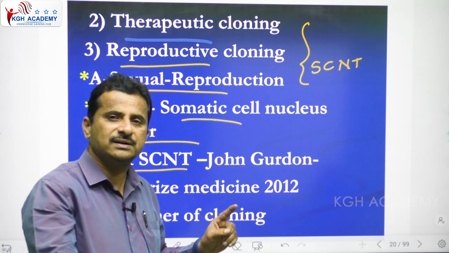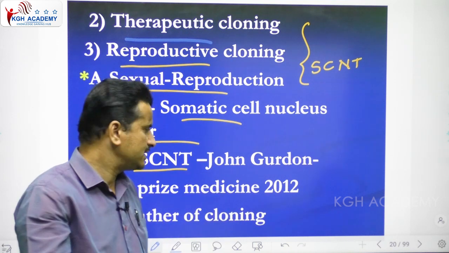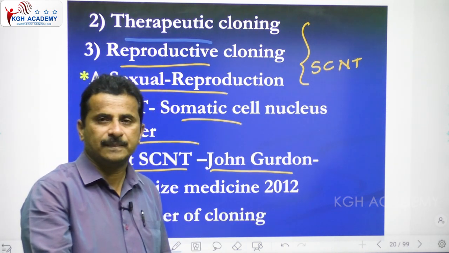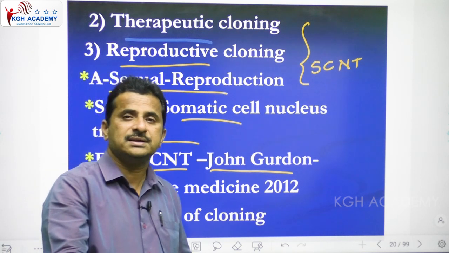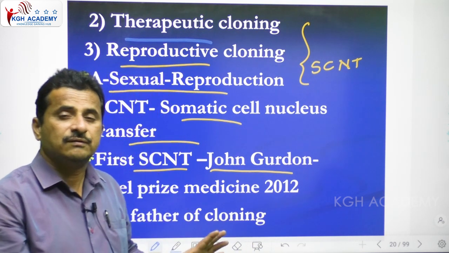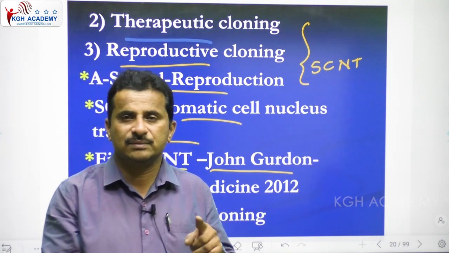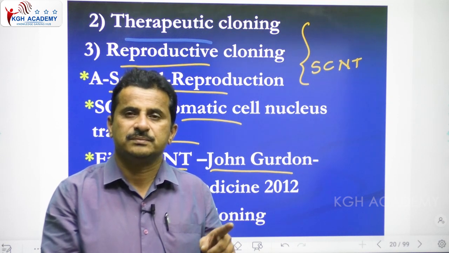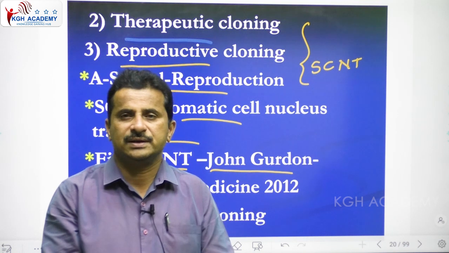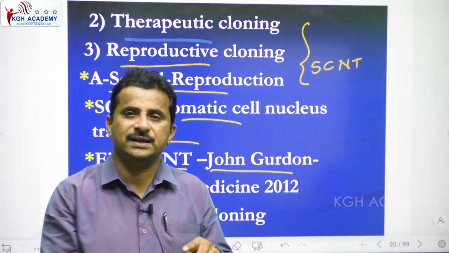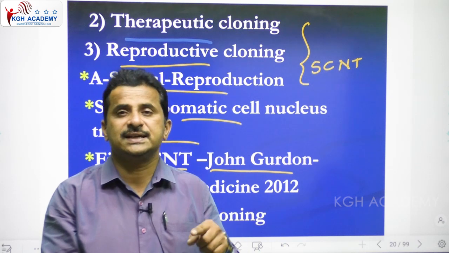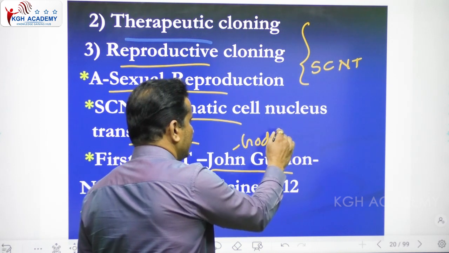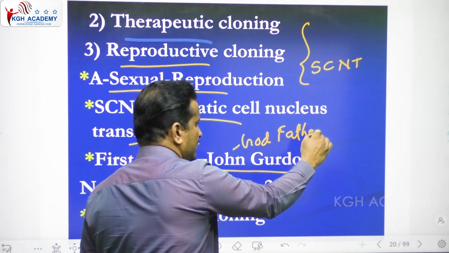The somatic cell nuclear transfer experiment was first conducted by a scientist called John Gurdon. He is called the father of cloning. Ian Wilmut is not the godfather of cloning. No doubt, the first complete higher animal, Dolly the sheep, was produced by Ian Wilmut. By using the SCNT technique, he produced Dolly. But the SCNT technique was first developed by John Gurdon. That's why John Gurdon is called the godfather of cloning. Don't confuse between these two scientists.